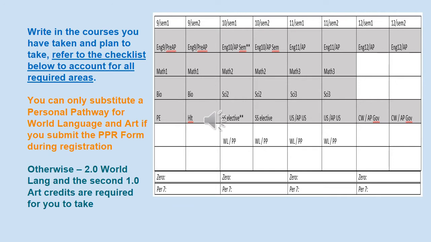Using this form, you will write in the courses you have taken and the ones you plan to take in the future. Also refer to the checklist below to account for all of your required subject areas. Keep in mind, you can only substitute a personal pathway for world language or half of your art if you submit the required PPR form during registration, which will be discussed later. Otherwise, 2.0 world language and the second 1.0 art credits are required for you to take.